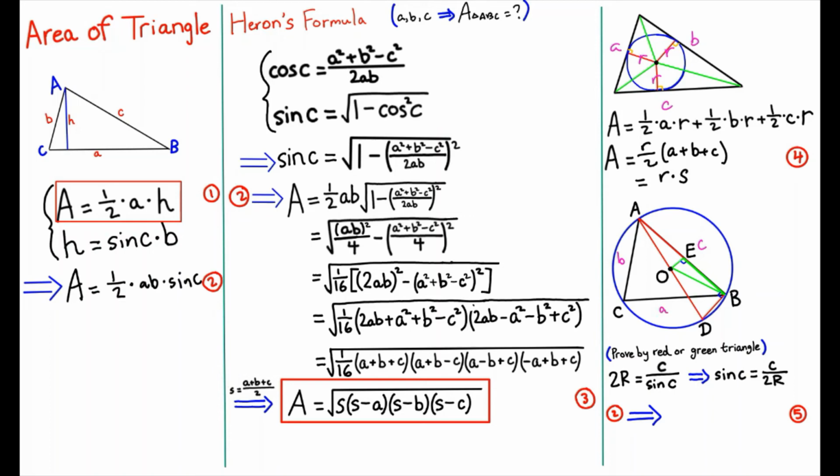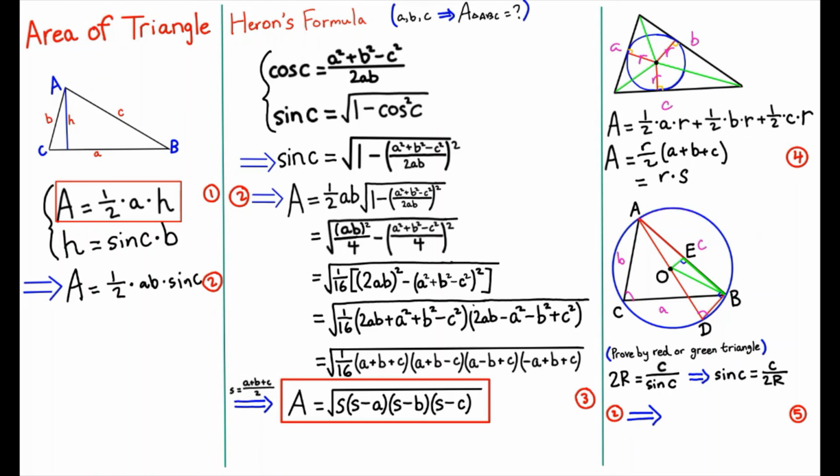Since we know side C and side AD, sine D over here, sine ADB, is equal to C divided by 2R. Well, to prove this angle is equal to angle ACB over here, that's pretty easy because they have the same arc and they're both inscribed angles.